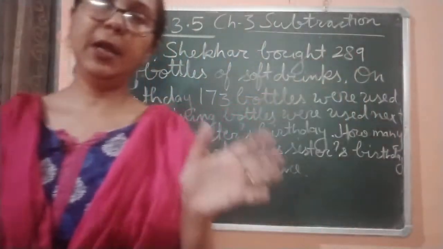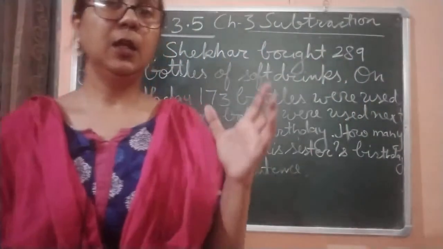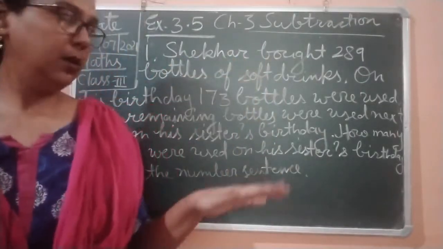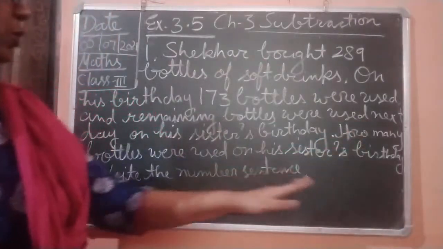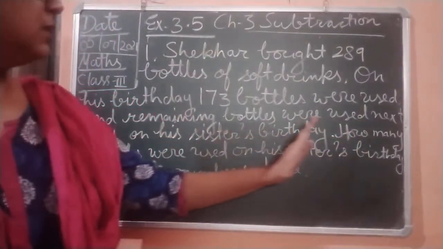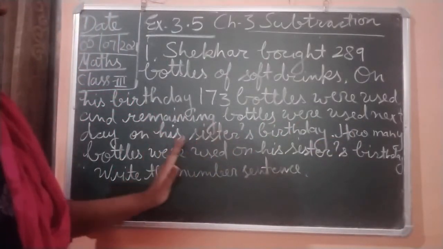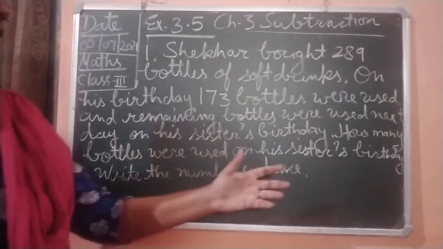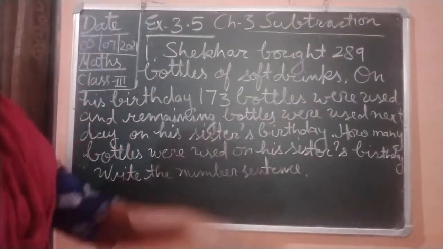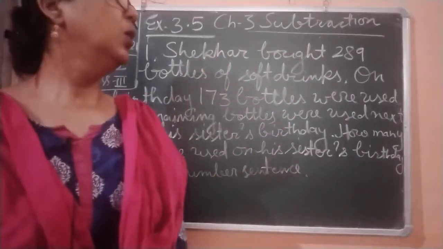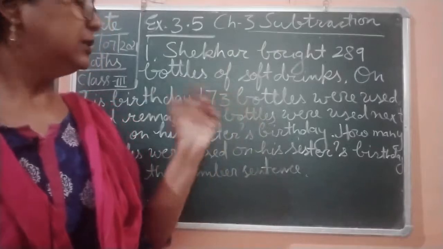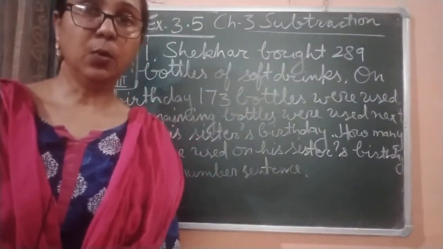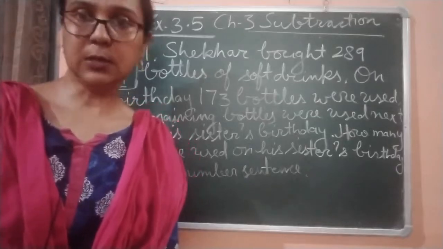यानी 289 में से 173 आप पहले माइनस कर देंगे. जब माइनस करेंगे, then what you get? And remaining bottles were used next day on his sister's birthday. So how many bottles were used on his sister's birthday? Now when you are going to subtract 289 to 173, you will get the exact number, how many bottles were used on his sister's birthday.